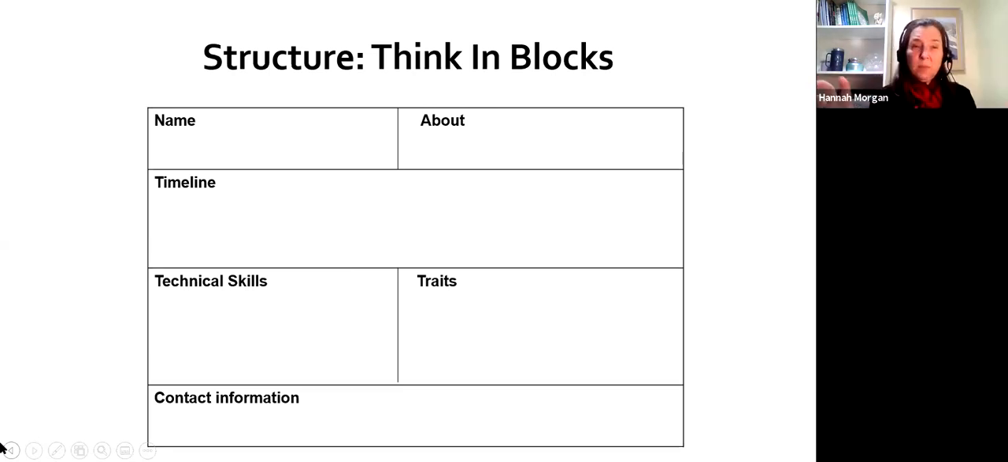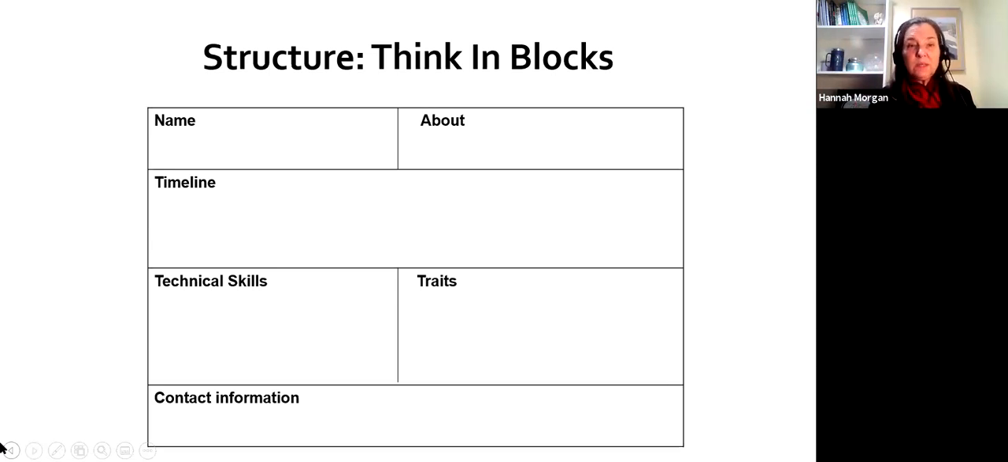So obviously there's going to be a section that has your name in it, maybe a section for your about, maybe you choose a timeline and that would take up the full width of the page. Maybe there's a block for technical skills, a box for traits or soft skills. There are probably lots of other boxes, and we'll get to that in a second, but this is what I mean when I talk about a wireframe.